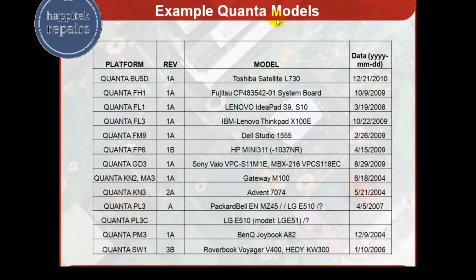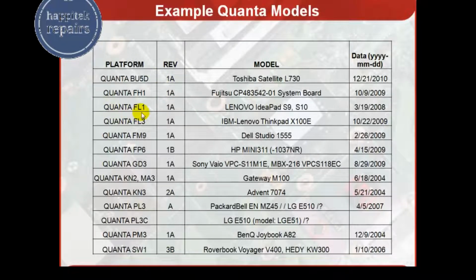Example of the Quanta models: Quanta FL1, FL3, FM, like that. Its revision is also there. There are a lot. Revision means the first plot they have made something, then made some changes, then they have made second A, like that, third B, like that, revisions are there.